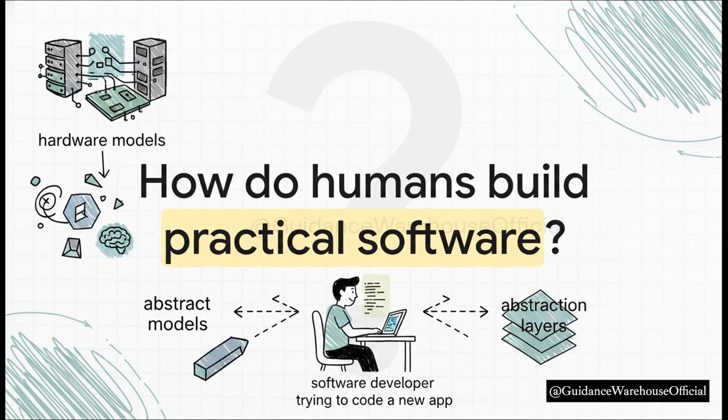But wait, this is important. A quick reality check here. If the hardware model is strictly for machines and abstract models are strictly for theory, how do humans actually build practical software? Because let me tell you, neither of those extremes is actually helpful for a software developer sitting at a desk trying to code a new app.